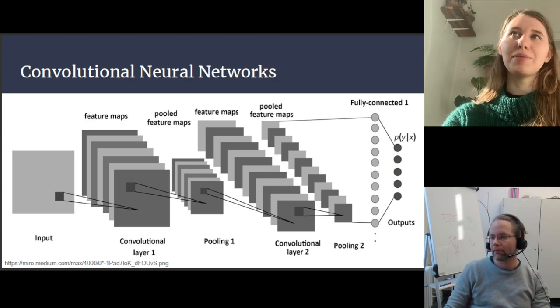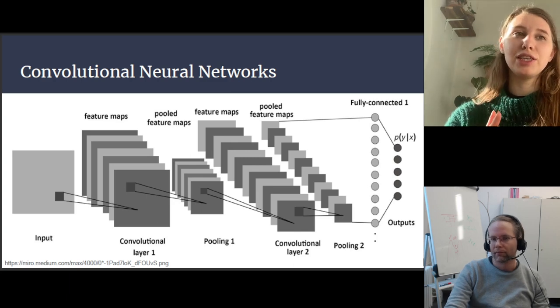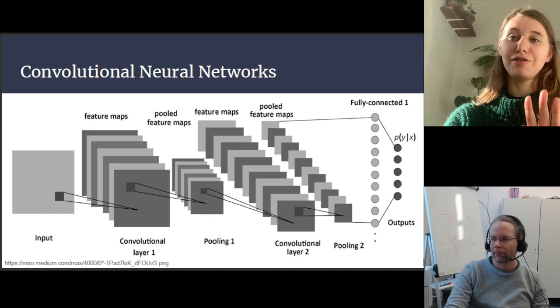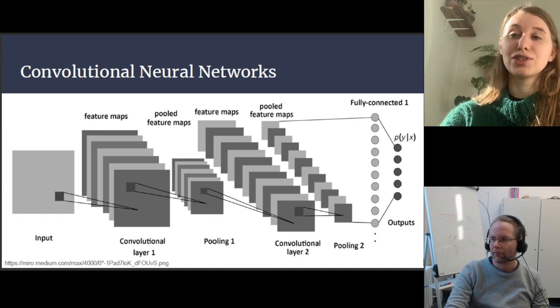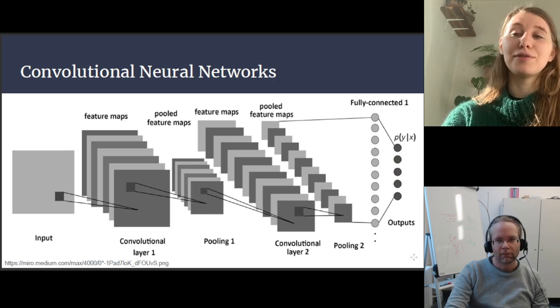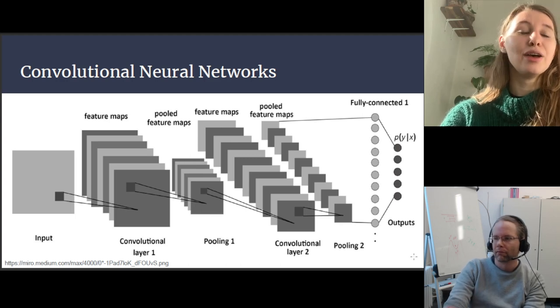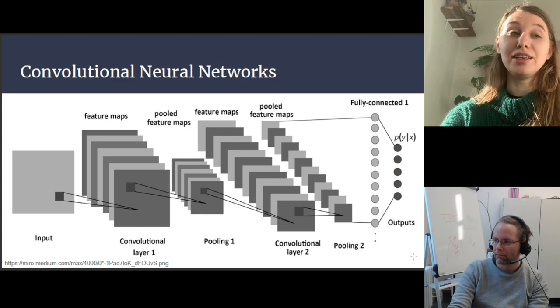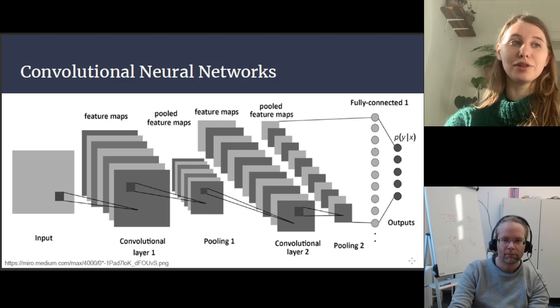For example, when something goes from really bright to really dark, there's usually an edge between them. If you put a certain filter on it, you can highlight the edge. And sometimes this information is really interesting. There are many, many different filters that can be used. And this is what the computer figures out. It's like, oh, which filter do I have to put on to see the differences that I need to see? That's what the convolutional layer does.